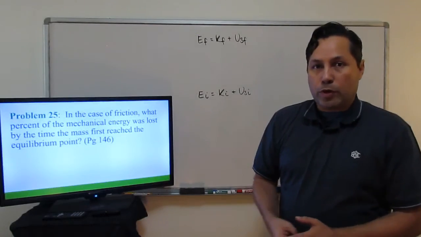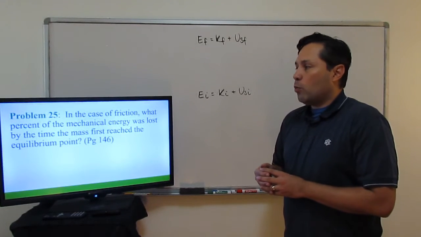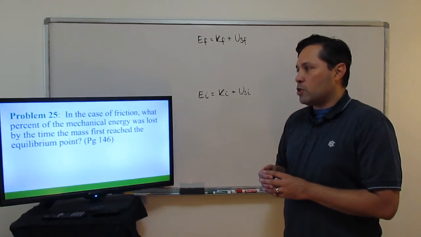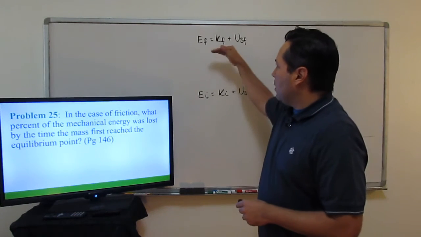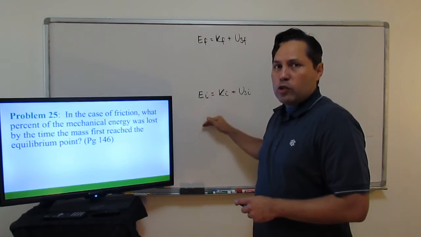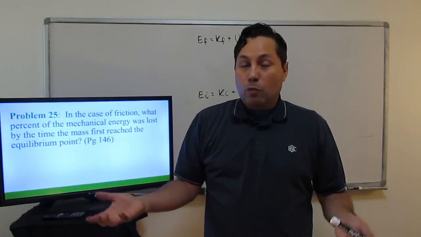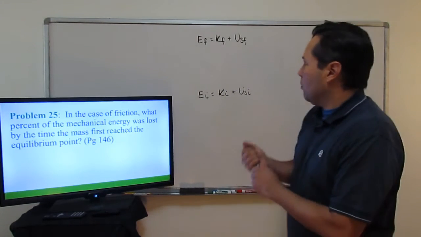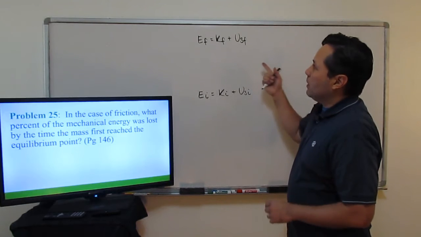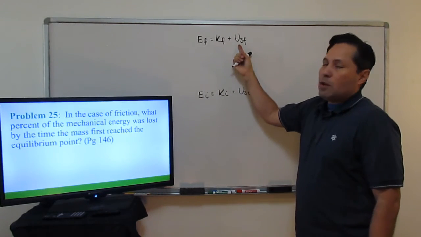Next for us is problem 25. The problem asks the following. It says, in the case of friction, what percent of the mechanical energy was lost by the time the mass first reached the equilibrium point? So we're going to go ahead and compare mechanical energy final versus mechanical energy initial. Whatever's missing, that is what went to friction, and then we'll get the percentage of that from the initial value.